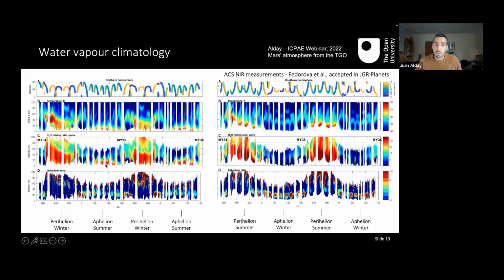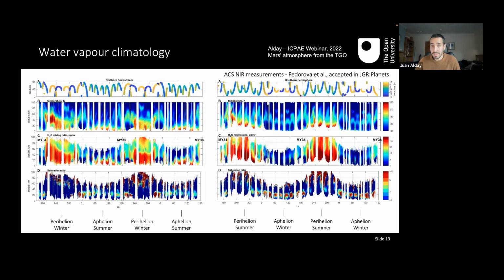Well, we observe high water abundances. And here I must say that when I say high water abundances, they are indeed not high water abundances. Water vapor is a trace gas in the atmosphere, on the order of parts per million. So it is relatively high water abundances in terms of the seasonal variations.